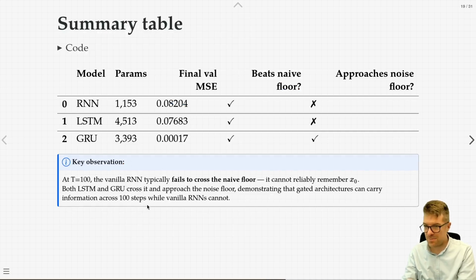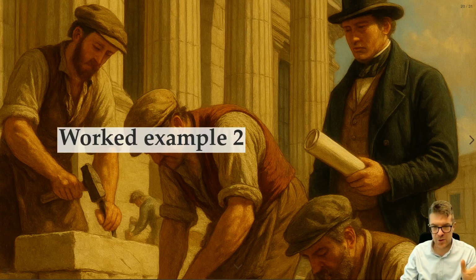That's all there is to say. We've demonstrated that at least one of those two new models we've introduced does indeed retain very long-term information in a way that the vanilla RNN cannot, at least in this toy example.